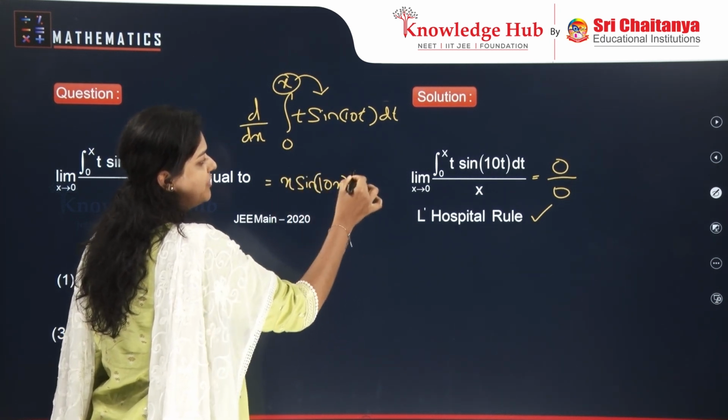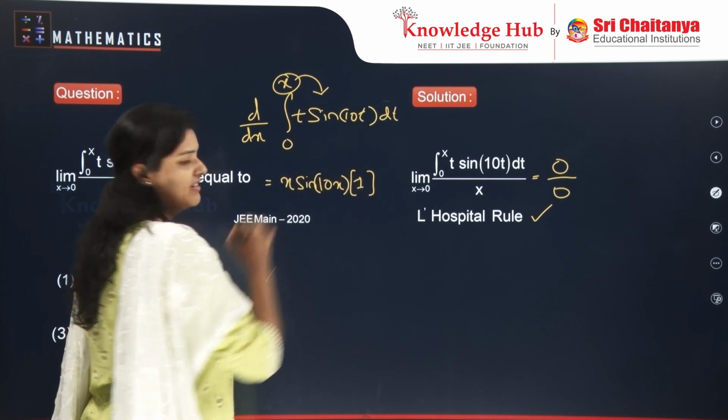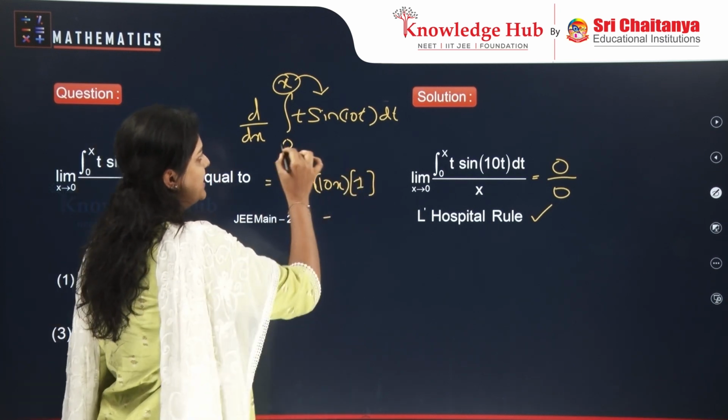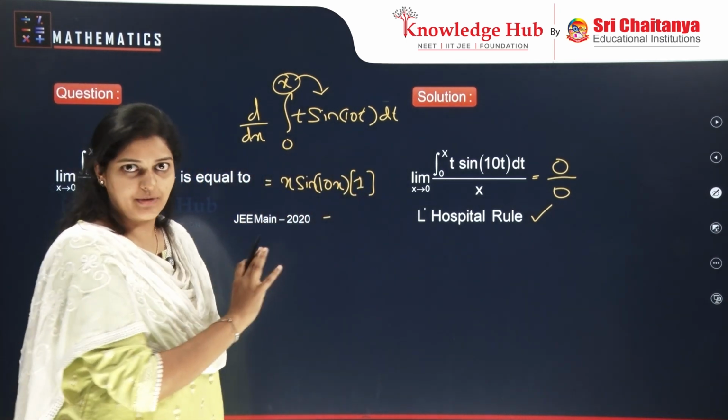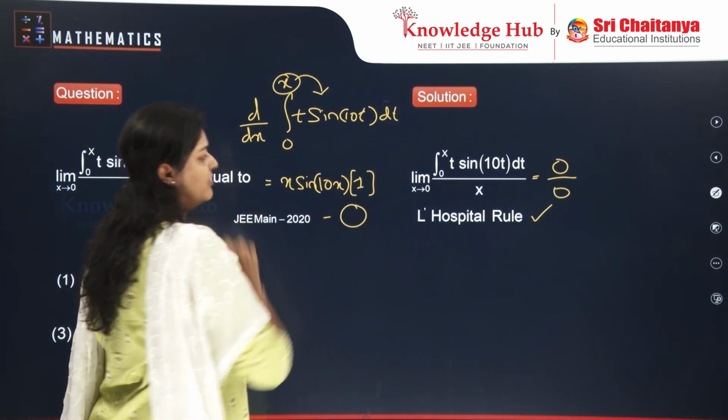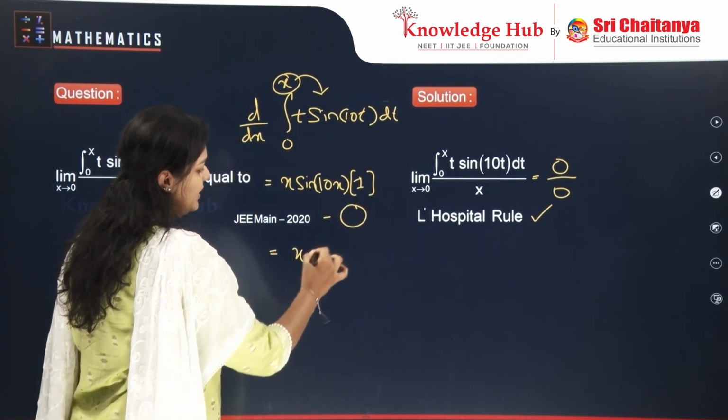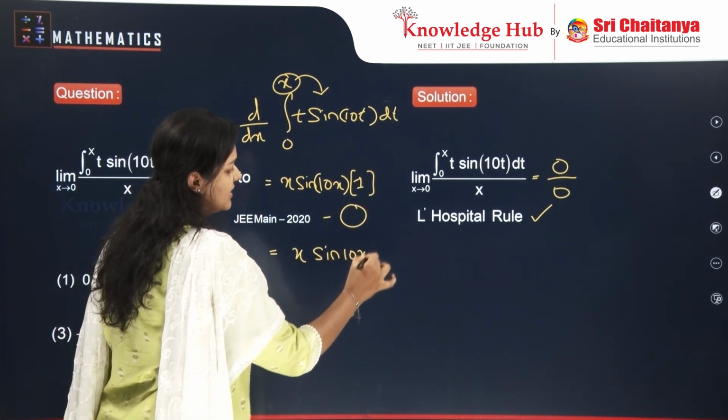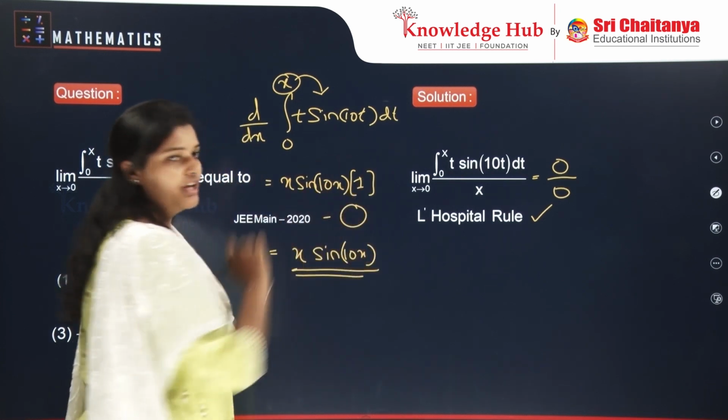Then the derivative of the upper limit x is what you have to write, which is 1, minus, apply 0 in the function, it is getting 0, right? So there is no problem with that. So finally what is the derivative we are getting? x into sine 10x. So that is the derivative for the numerator.